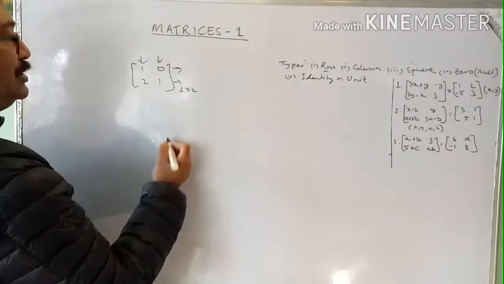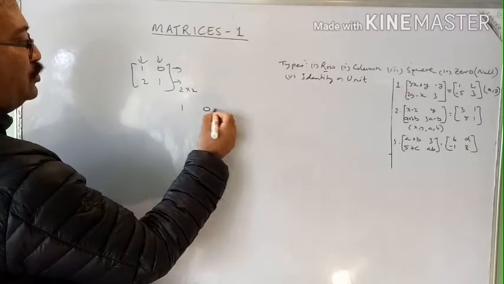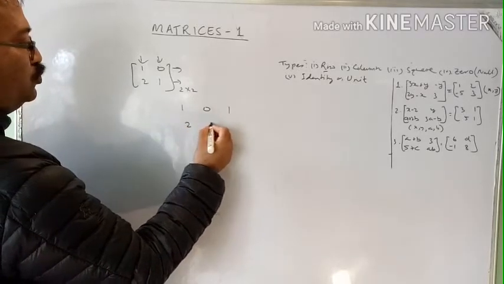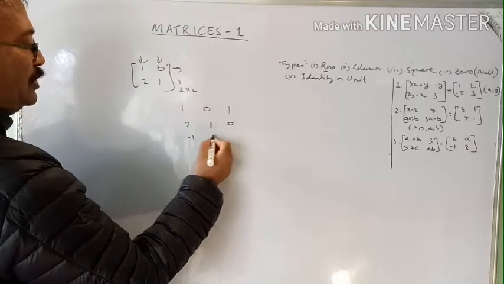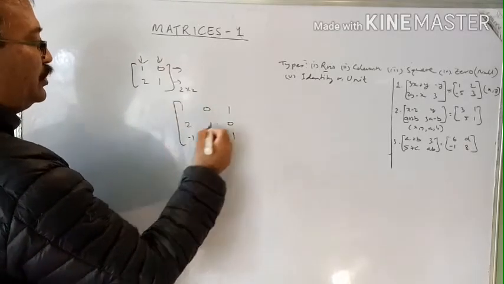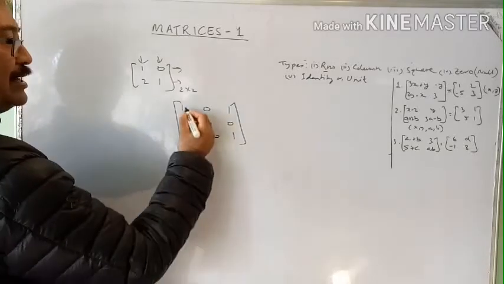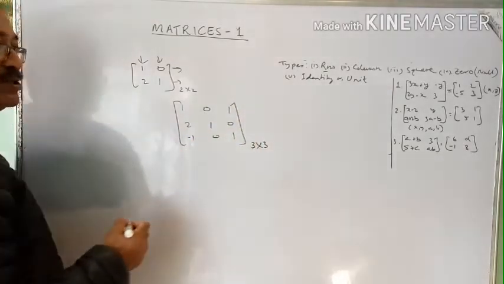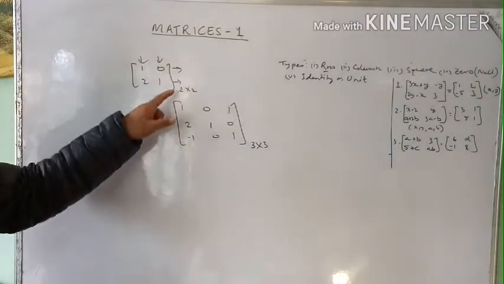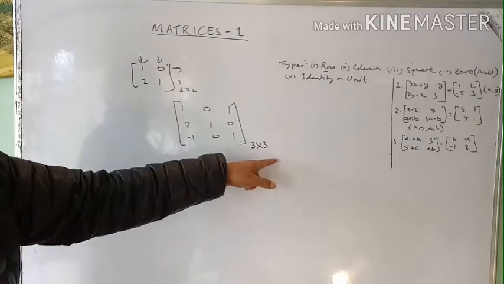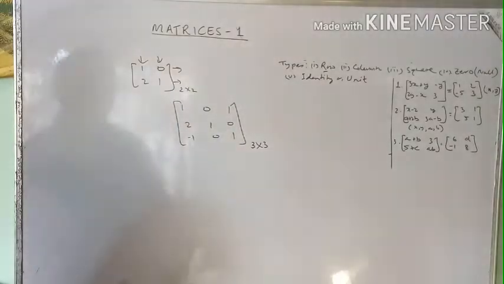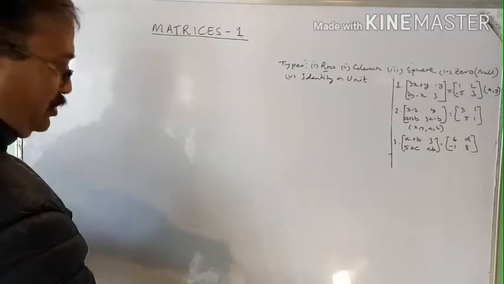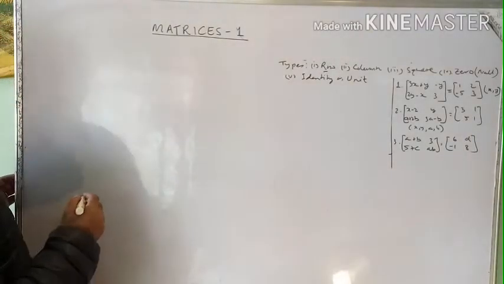Similarly, you can write 1, 0, 1, 2, 1, 0, minus 1, 0, 1. This is another matrix. Now there are 3 rows, 3 columns. So this is 3 by 3 matrix. So you see, if the number of rows and columns are equal in any matrix, then it is called square matrix. Right?